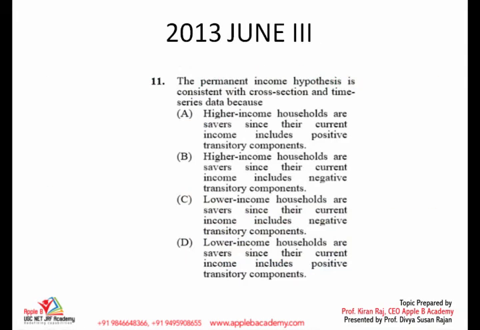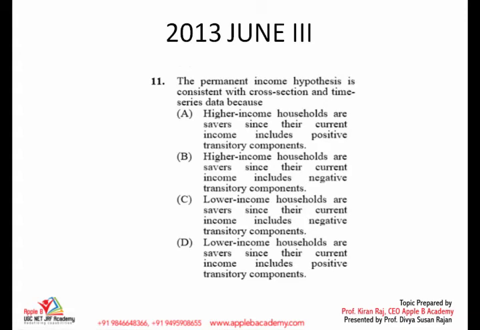Paper 3, question number 11. The permanent income hypothesis is consistent with cross-section and time series data because A, higher income households are savers since their current income includes positive transitory components; B, higher income households are savers since their current income includes negative transitory components; C, lower income households are savers since their current income includes negative transitory components; or D, lower income households are savers since their current income includes positive transitory components.